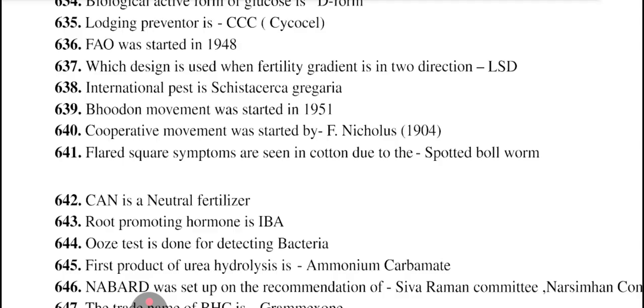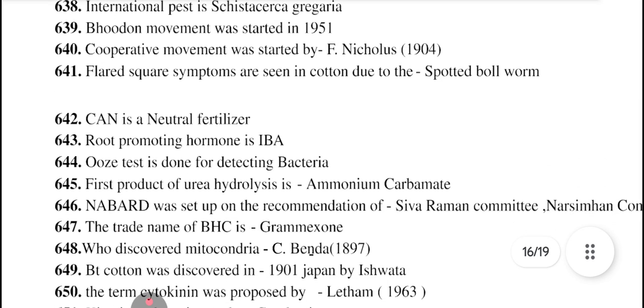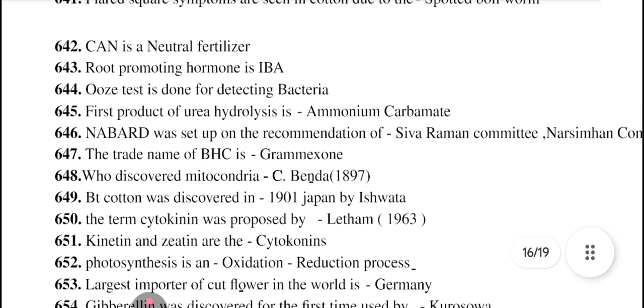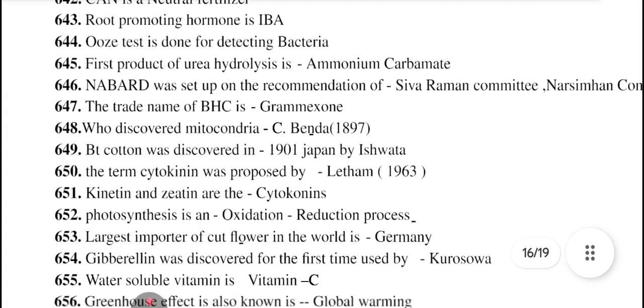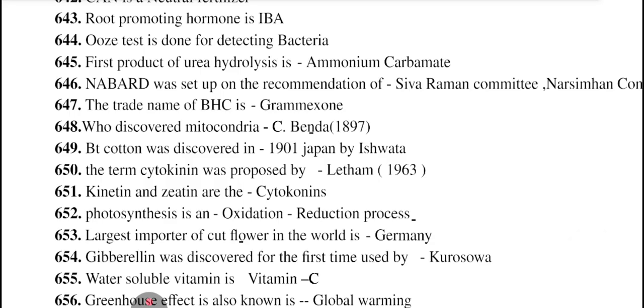Bhoodan movement was started in 1951. Cooperative movement started by Nicholson in 1904. Flared square symptoms are seen in cotton due to spotted bollworm. CAN is a neutral fertilizer. Root promoting hormone is IBA. Ooze test is done to ensure bacterial infection. First product of urea hydrolysis is ammonium carbamate.